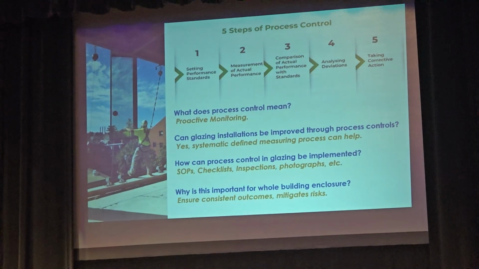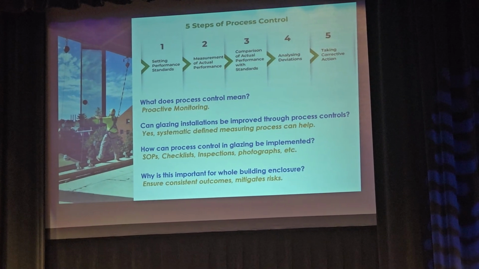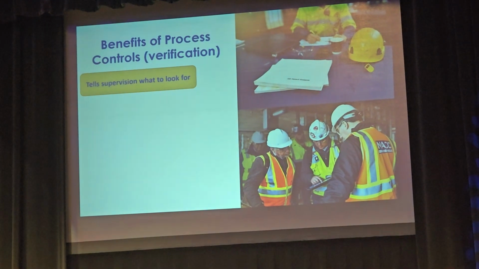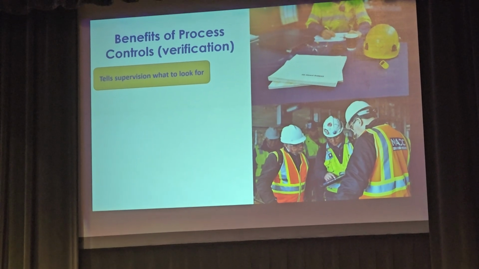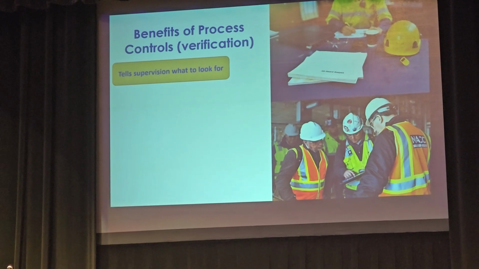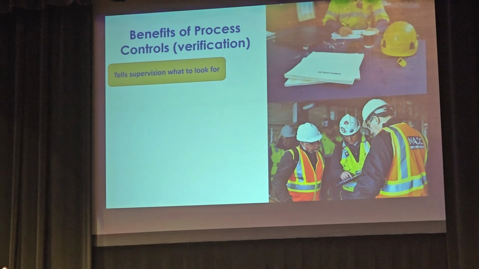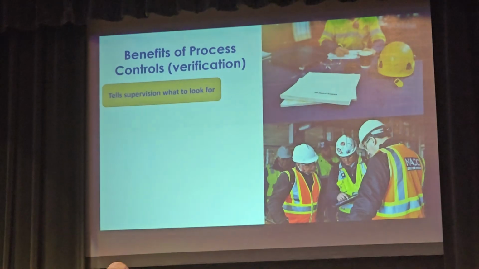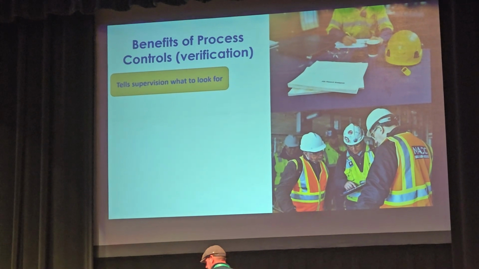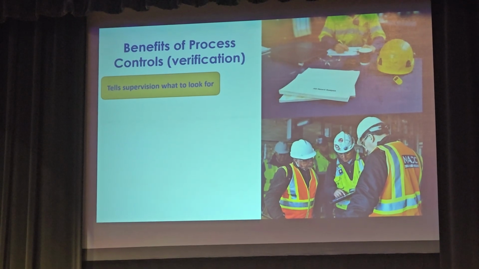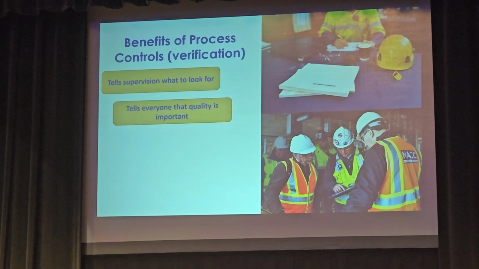Yeah. And obviously, why is this important to the whole building enclosure? We're trying to ensure consistent outcomes and mitigate risks. To dig into some more of the benefits of process control and verification, it's going to tell your supervisors, the Billy, the Doug, what do you actually need to look for? Because if I don't specify what they should be looking at, Doug may consider other aspects, Billy may look at other things based on his experience. These guys are great. There are many fantastic leaders all across the country, but we need to define what they are actually looking for in order to ensure that they're going to be consistent.